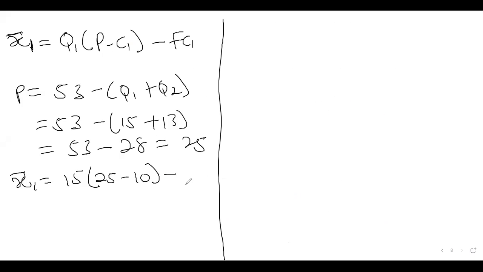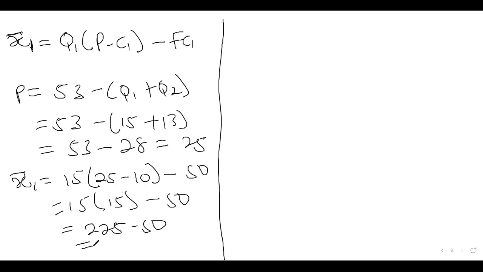Okay, so once we do that, the fixed cost for firm 1 is 50. So we will now have 15 into bracket 25 minus 10, which is also 15, minus 50. So we now have 15 times 15, which is 225, minus 50, and that is going to give us 175. Okay. So the profit for firm 1 is 175.